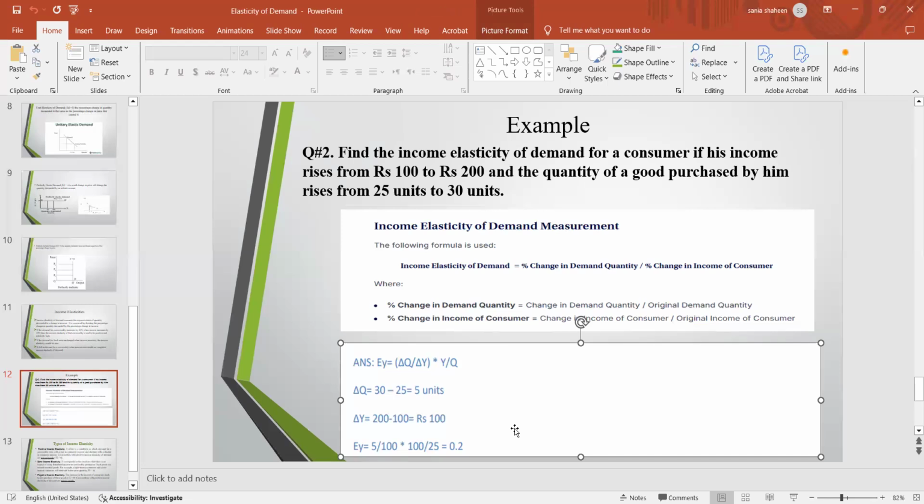Income elasticity we usually compare with the benchmark zero value. If the income elasticity of demand is positive, greater than 0, it is a case of normal goods, because when the income of the consumer increases, people usually increase the demand for normal or superior goods. If the income elasticity of demand is less than 0, or negative, we can say that this would be the case of inferior goods.